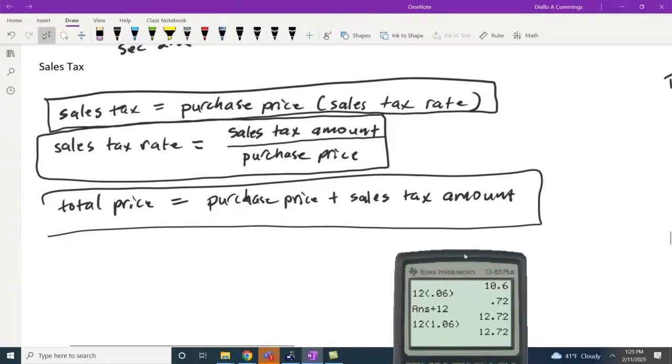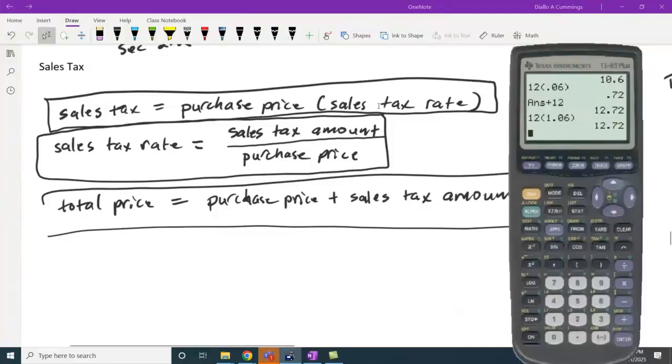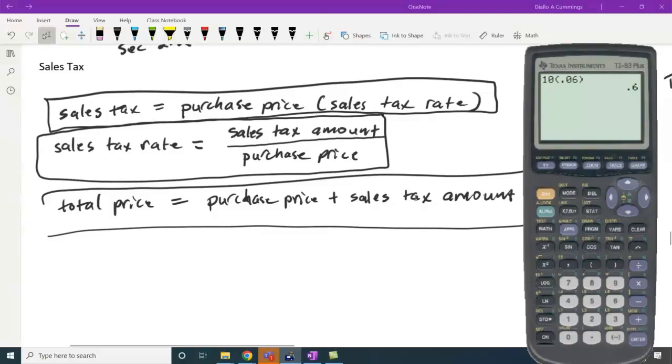All right, so that's sort of what we did for the $10 example. If you take $10, if you go to the store, you know the sales tax rate. Once you multiply the 10 times the 0.06, that gives you the sales tax amount. Then you take that sales tax amount, add it to the purchase price, and that gives you the total price. So if I add $10 to the sales tax amount, that gives me that total price. And we're going to see an example that deals with the sales tax rate.